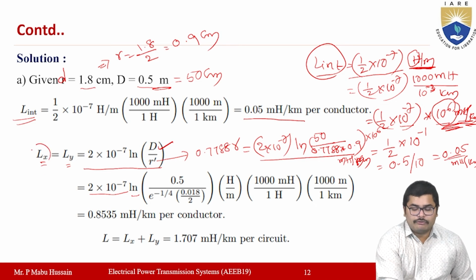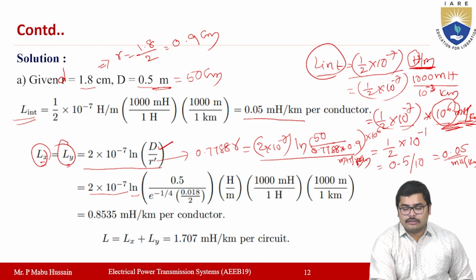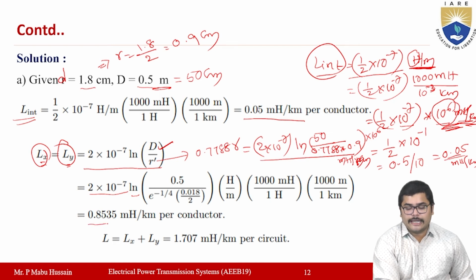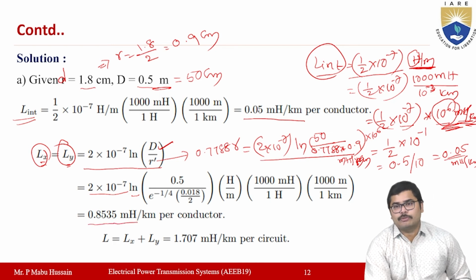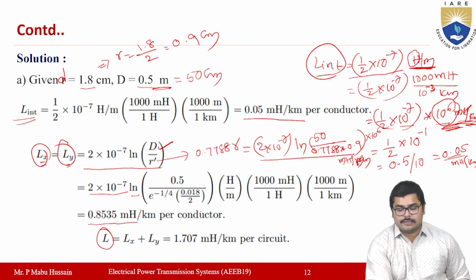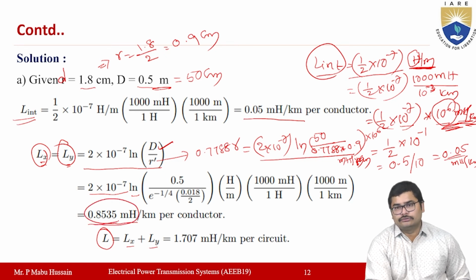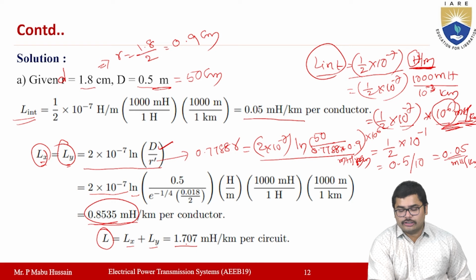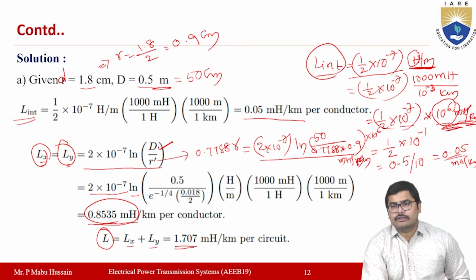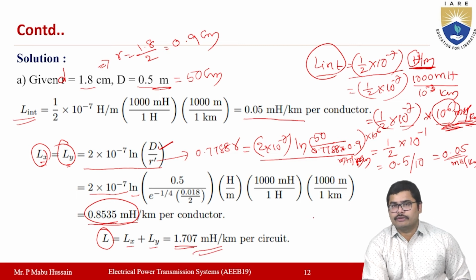So the value of inductance for each conductor, considering both internal flux as well as external flux, you are getting to be 0.8535 millihenries per kilometer for each conductor. So the total inductance L will be equal to the sum of the two inductances, Lx plus Ly, which is nothing but 2 times this value. So you are getting the total inductance equal to 1.707 millihenries per kilometer. This is called the total inductance or loop inductance of the single phase line.